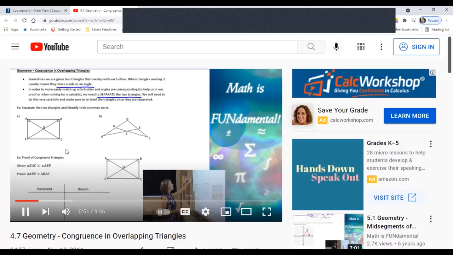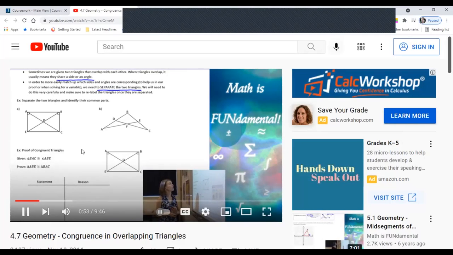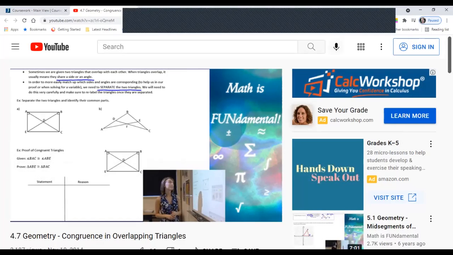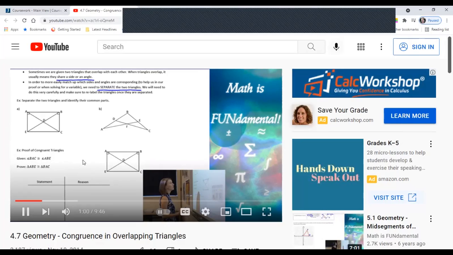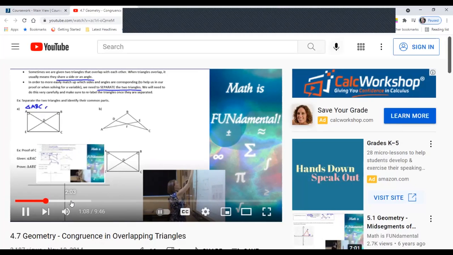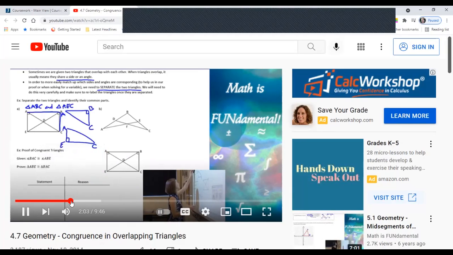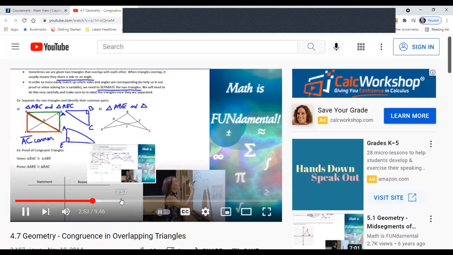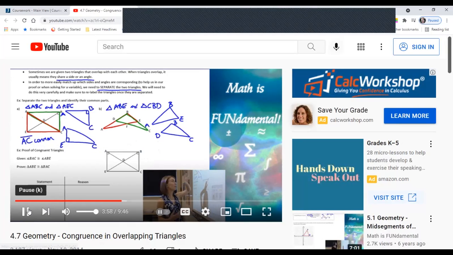All right, so let's look here. Separate the two triangles and identify their common parts. So we have a whole bunch of triangles here. And for this triangle, let's do triangle ABC and the triangle in green.